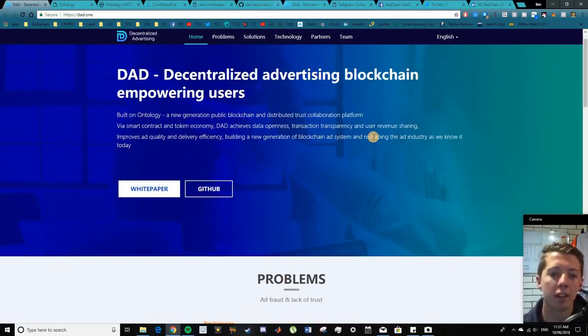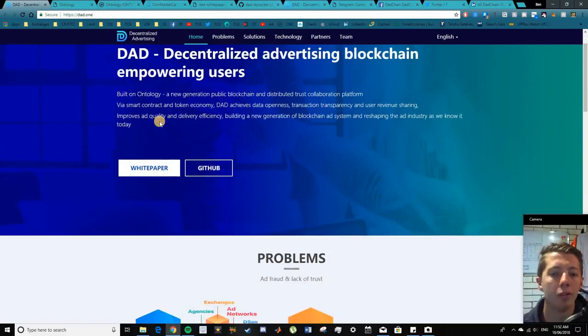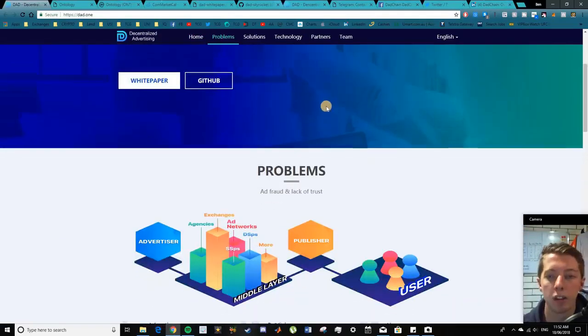So basically, through smart contracts and token economy, Dad wants to achieve data openness with transaction transparency and user revenue sharing. They aim to improve ad quality, delivery efficiency, and build a new generation of blockchain advertising systems by reshaping the ad industry as we know it today.